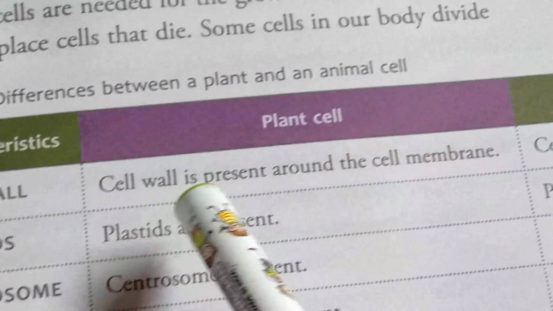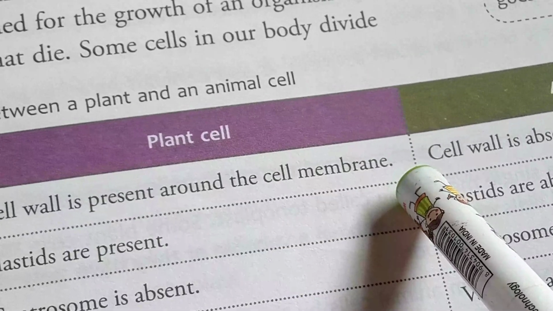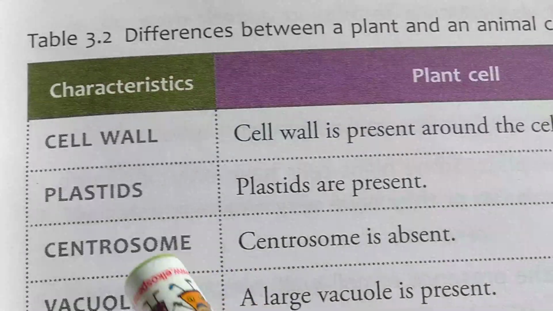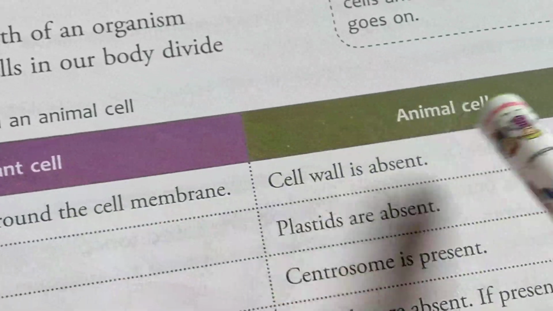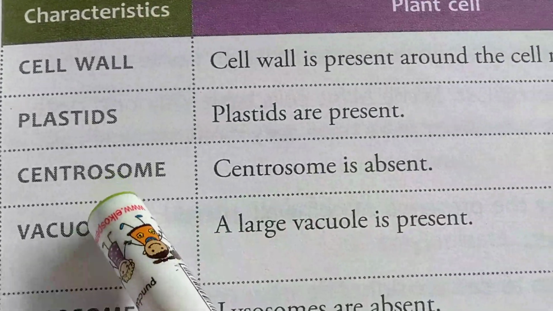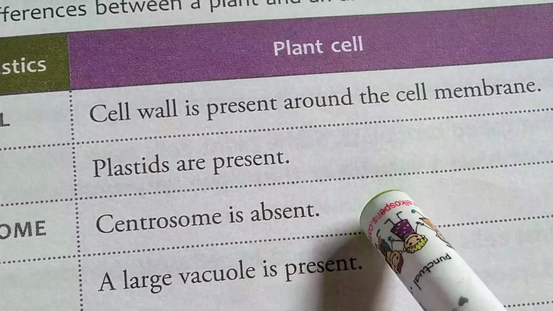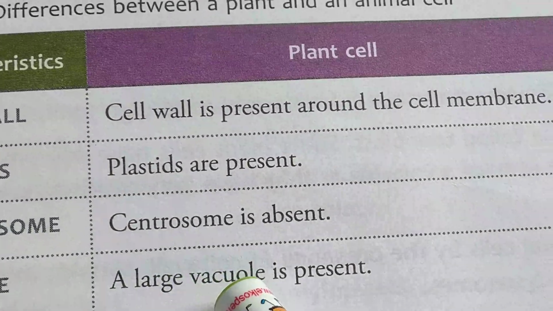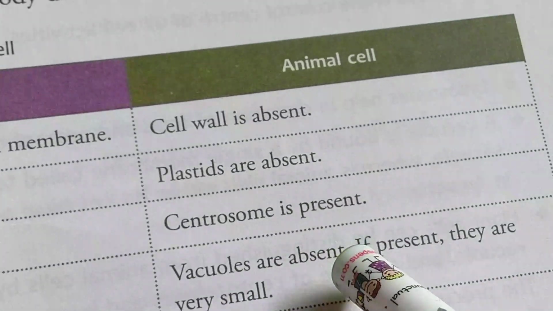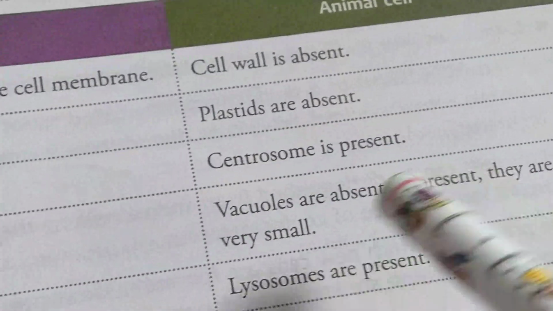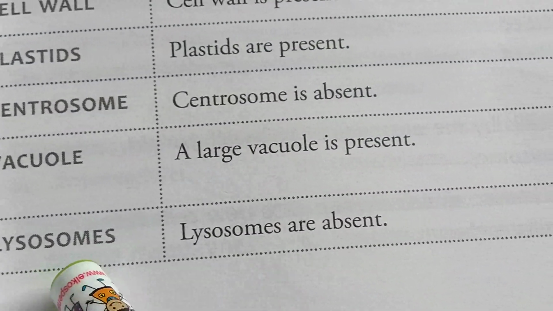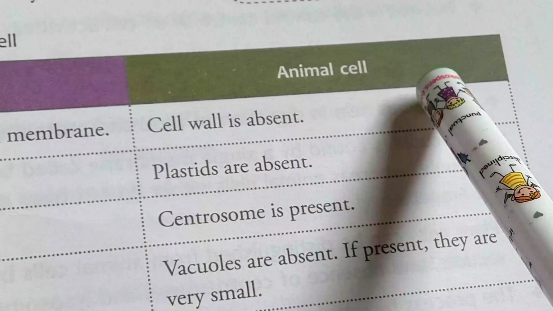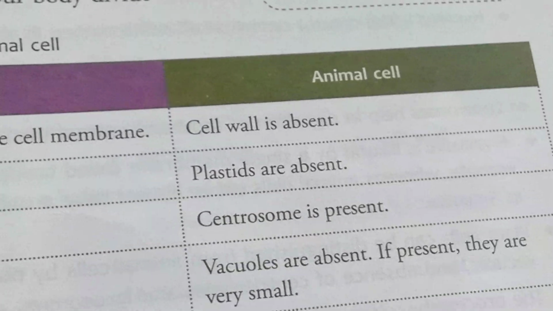Cell wall. Cell wall is present around the cell membrane in plant cells. Cell wall is totally absent in animal cells. Plastids are present in plant cells, whereas plastids are absent in animal cells. Centrosomes are absent in the plant cell, whereas centrosome is present in the animal cell. Vacuoles are large in plant cells, and basically absent in animal cells. If present, they are very small. Next, lysosome. Lysosomes are absent in plant cells, whereas lysosomes are present in animal cells. They are also known as suicidal bags.